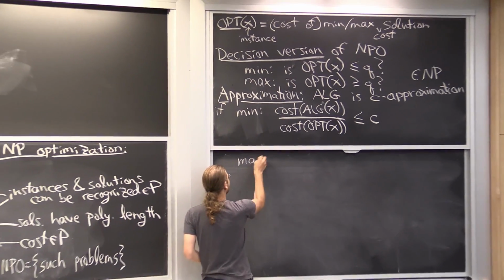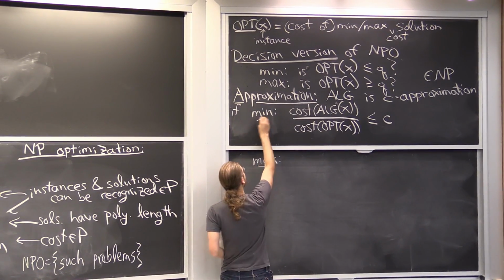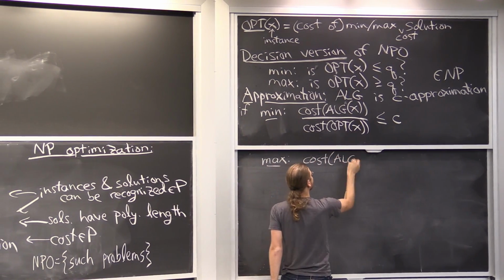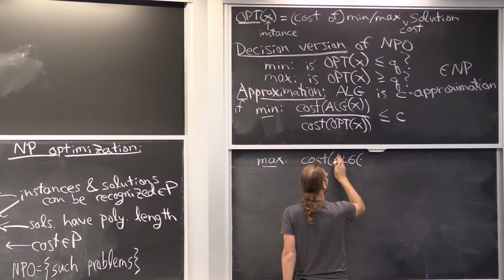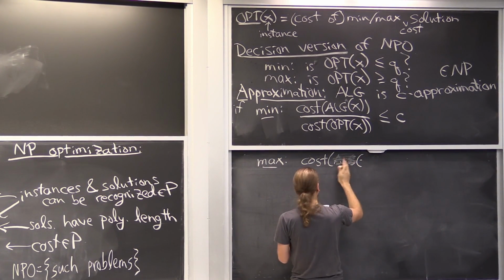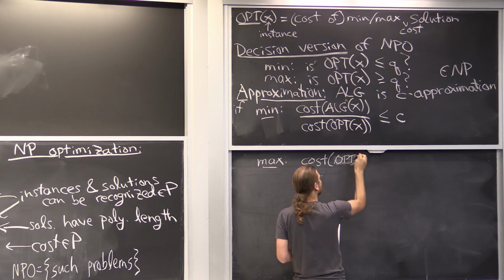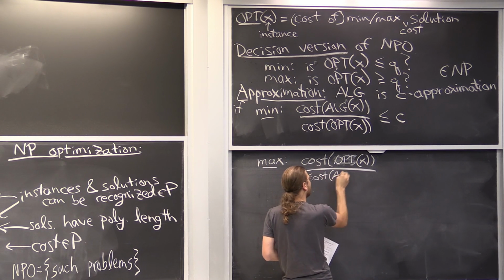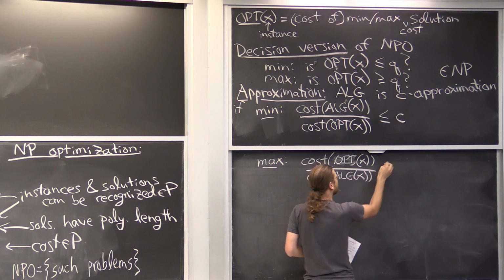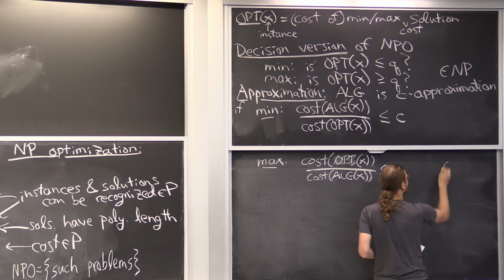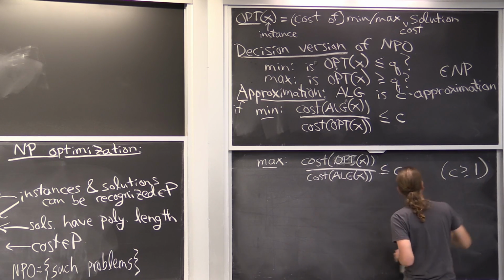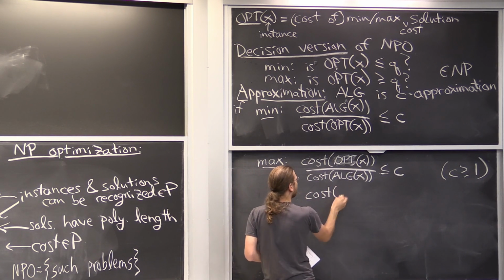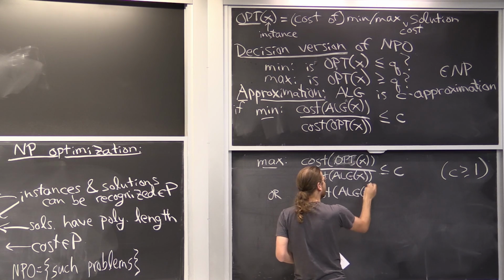In the max case, there are two definitions that are standard in the literature that correspond to just different ways of looking at the same thing. One would be cost of opt divided by cost of alg. That should be at most C. This would correspond to C being greater than or equal to 1. And the alternative is to flip the inequality instead of the ratio.